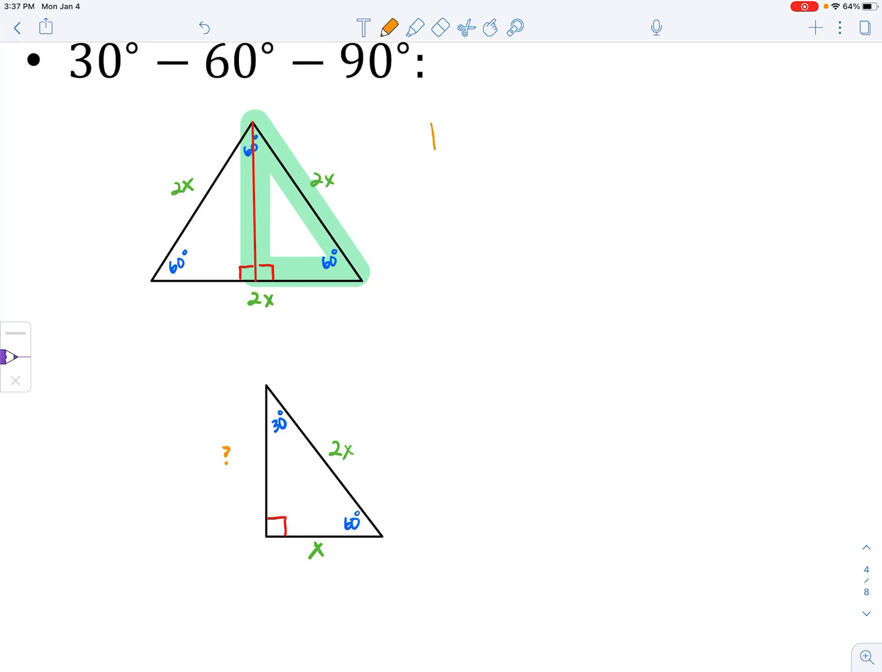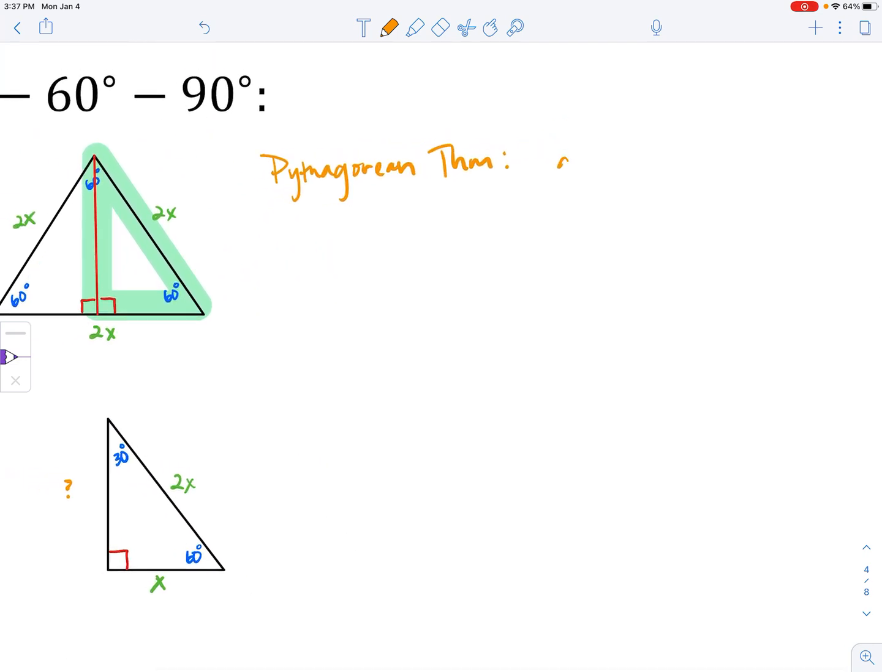But you guys should remember the handy dandy Pythagorean theorem, what that says about the relationship between the sides of a right triangle. So the Pythagorean theorem says a squared plus b squared equals c squared. What are a, b, and c? So a and b are the legs of the right triangle. And then c is the hypotenuse.